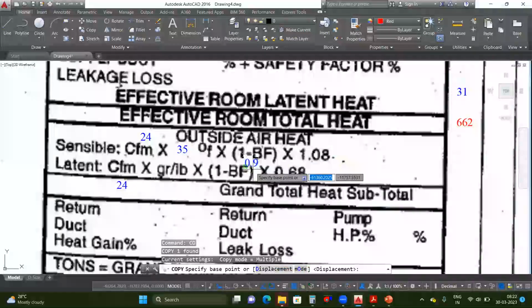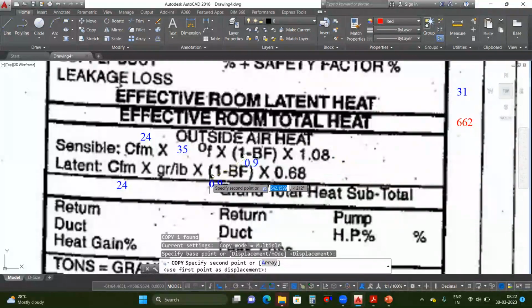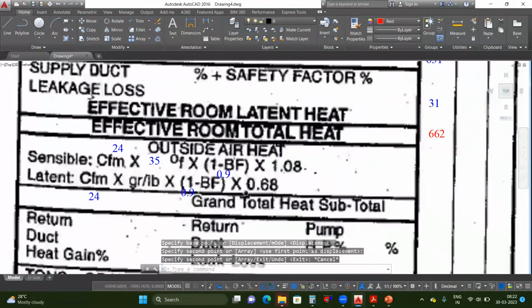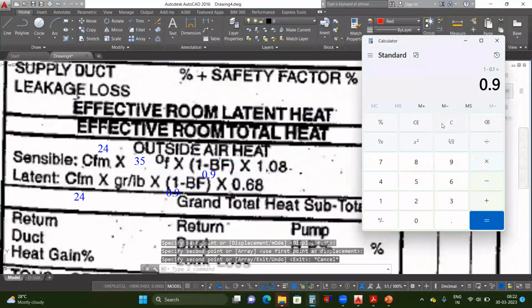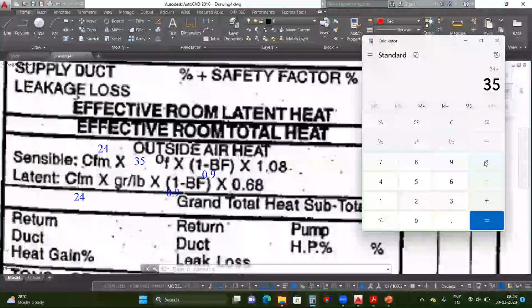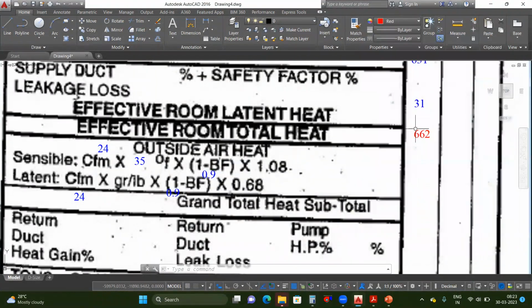Okay, again 0.9 here. So if you multiply this, we'll get the BTU. So 24 multiplied by 35, the dry bulb room difference, into 1 minus bypass factor we have done, that is 0.9 value, into 1.08. How much did we get? We got 816.